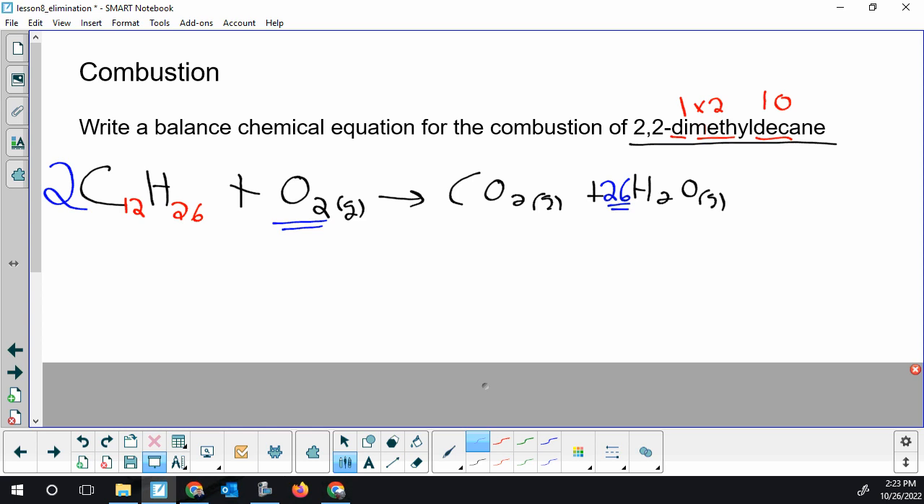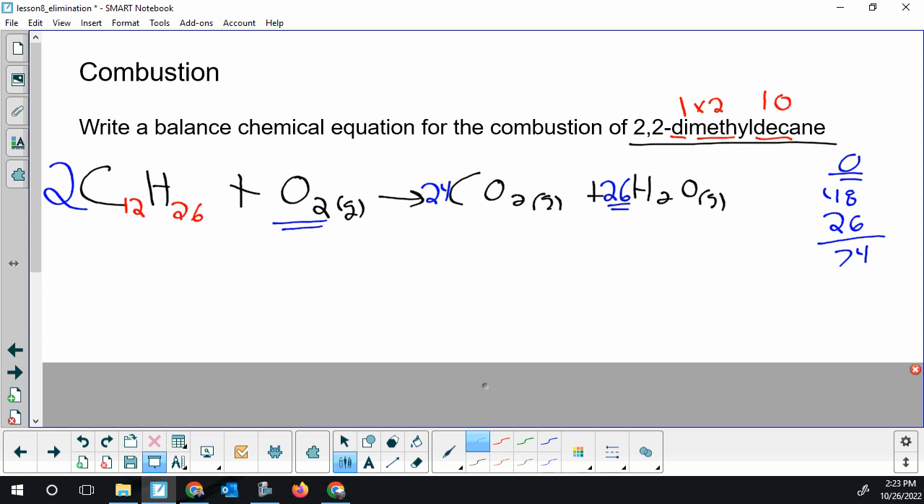Okay? I have 2 times 12, or 24 carbon. So I'm going to get 24 carbon dioxides. And then for oxygen on the product side, I have 48 in the carbon dioxide, so 24 times 2, and then I've got 26 more oxygen from my water. So that's 74. Okay. And 74 is divisible by 2.